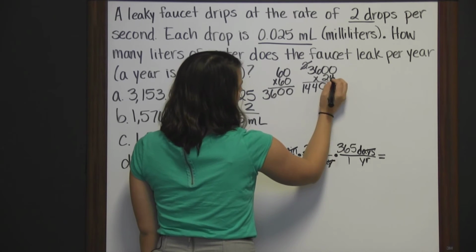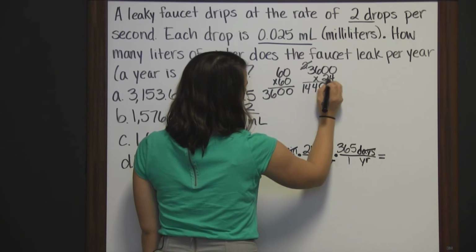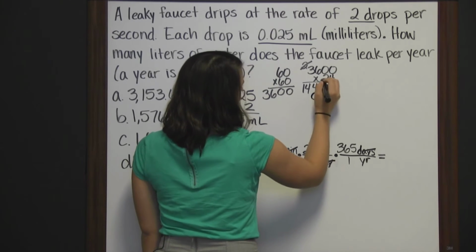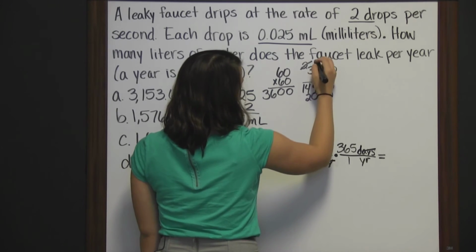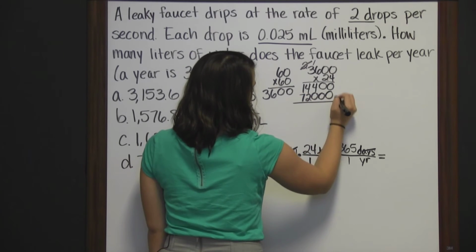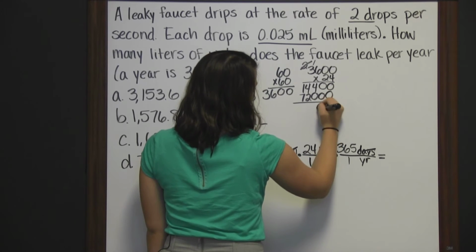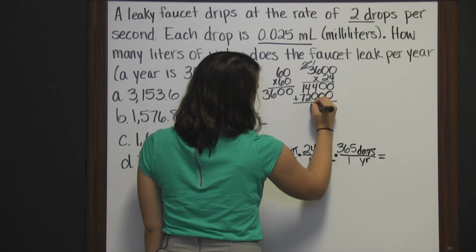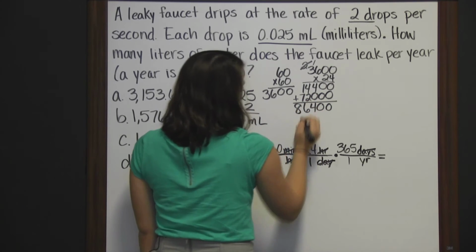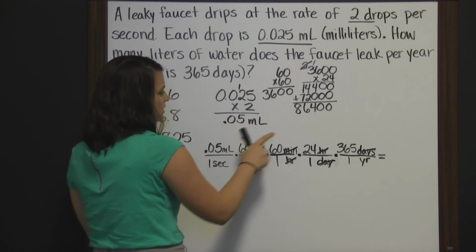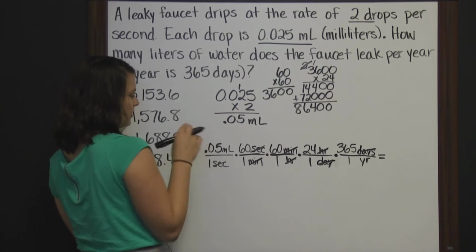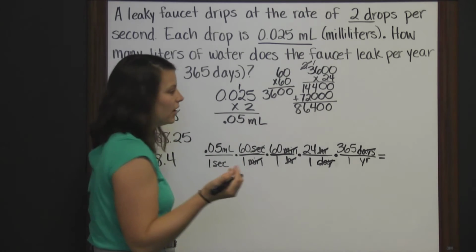Put a 0 placeholder for the 4 and move on to the 2. 2 times 0 is 0, 2 times 0 is 0, 2 times 6 is 12, carry the 1, and 2 times 3 is 6, plus 1 is 7. Add up your zeros. 4 plus 0 is 4, 4 plus 2 is 6, 1 plus 7 is 8. Okay, so far I've multiplied 60 times 24. We can go ahead and take this number and multiply it times our 500ths.